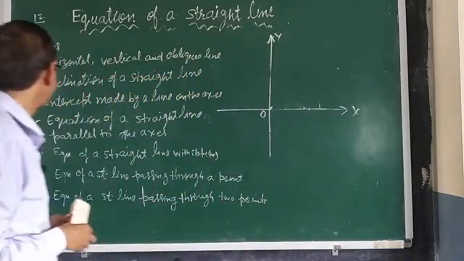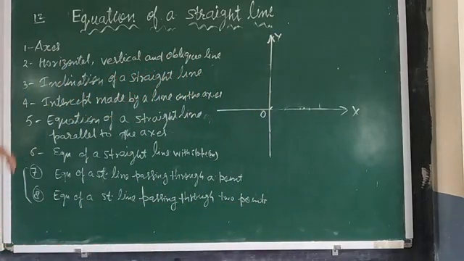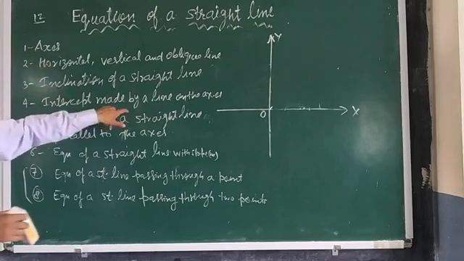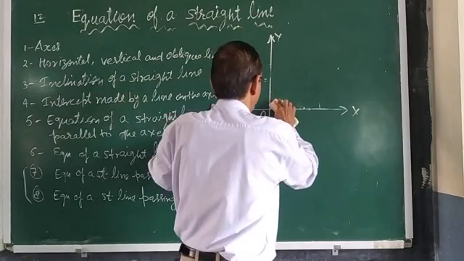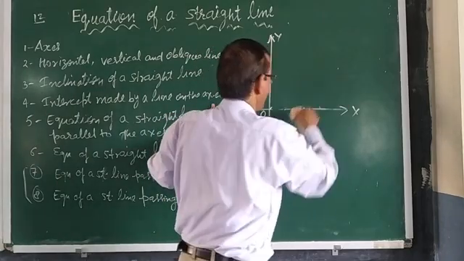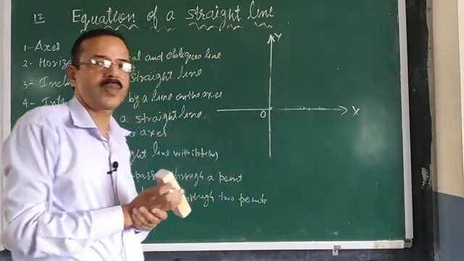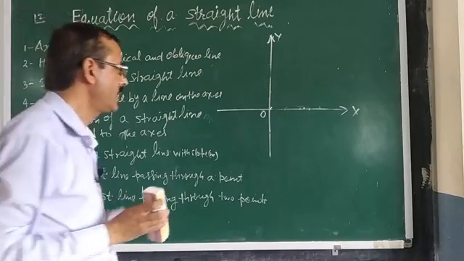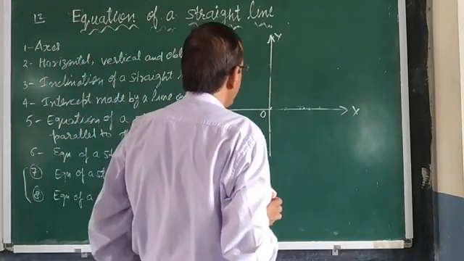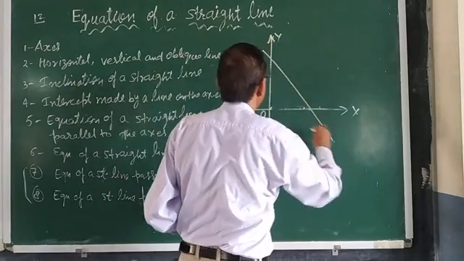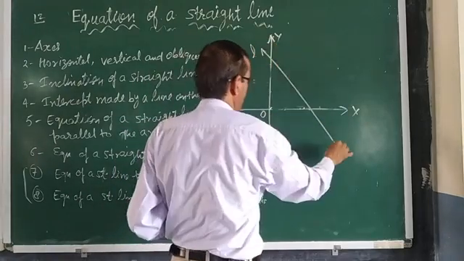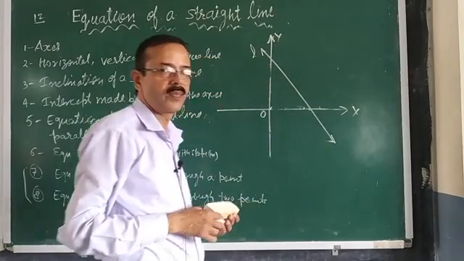Next, intercept made by a line on the axis. Intercept means that at कितनी डिस्टेंस पर x एक्सिस और y एक्सिस को लाइन कट कर रहा है. ठीक है. सपोज दिस इज ए लाइन L, ये लाइन है आपका जो है, दिस इज ए लाइन.